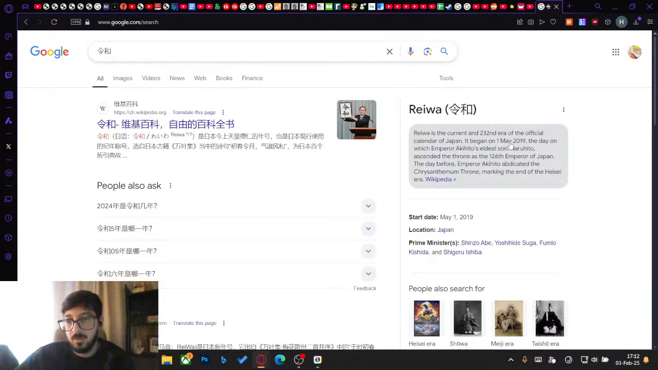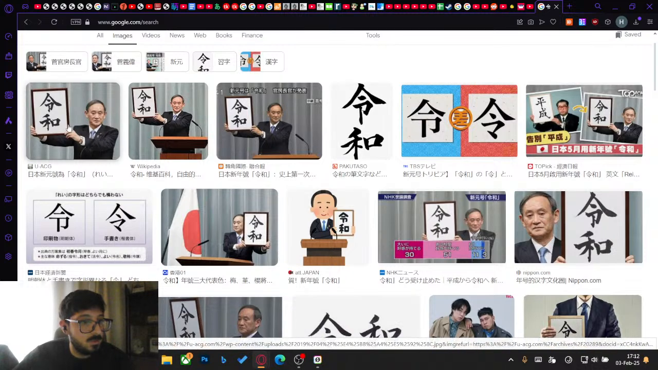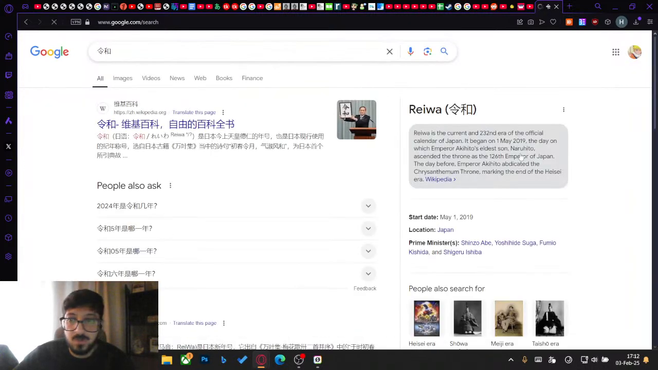It began May 2019, the day on which Emperor Akihito's eldest son, Naruhito, ascended to the throne. Reiwa is the current Japanese year. Reiwa is a Japanese calendar. They have a different calendar. Wait, what do you mean? It started from 2019. The official calendar.